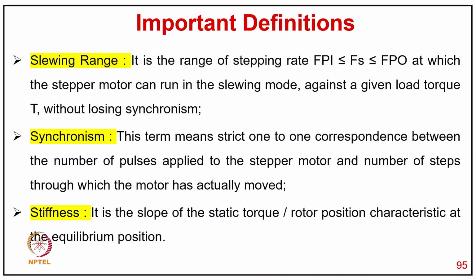Slew range, it is the range of stepping rate where Fs is less than FPO and greater than FPI, at which the stepper motor can run in a slewing mode against a given load torque T without losing synchronism. And synchronism, this term means strict one-to-one correspondence between the number of pulses applied to the stepper motor and the number of steps through which the motor has actually moved. And stiffness, it is the slope of the static torque rotor position characteristic at the equilibrium position.